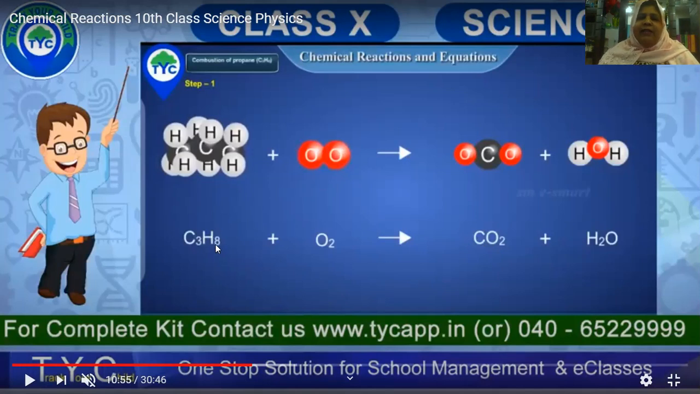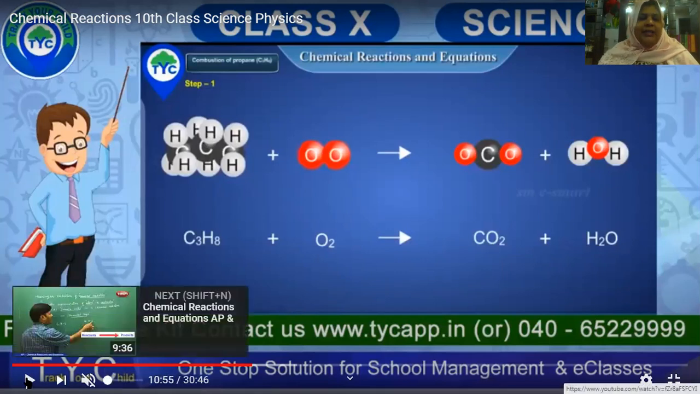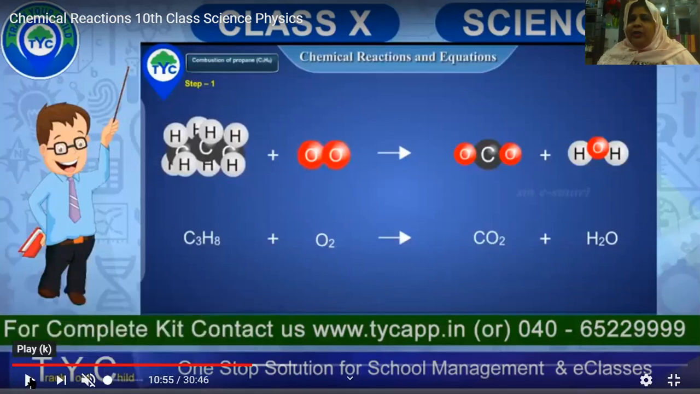And with hydrogen, in the reactants we have 8 hydrogens, whereas in the products we have 2 hydrogens. That means hydrogen is not balanced either. As for oxygen, we have 2 oxygens in the reactants and 3 oxygens in the products. So this is not a balanced equation. Let us see stepwise how we are going to balance this equation.